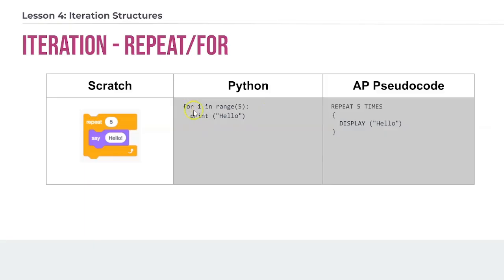So let's break this down. You have the word for, and then i is actually a variable, and then in is a keyword, and then range is a function that's actually going to give us a range of values from 1 to 5. And we'll talk about range a little bit more later in this lesson, but for now you should know that what this is going to do is actually repeat 5 times, and then i is going to have the value 1, 2, 3, 4, 5 as we repeat. In AP pseudocode, very similar to Scratch, we have a repeat x times structure that we can use to repeat a specific number of times.